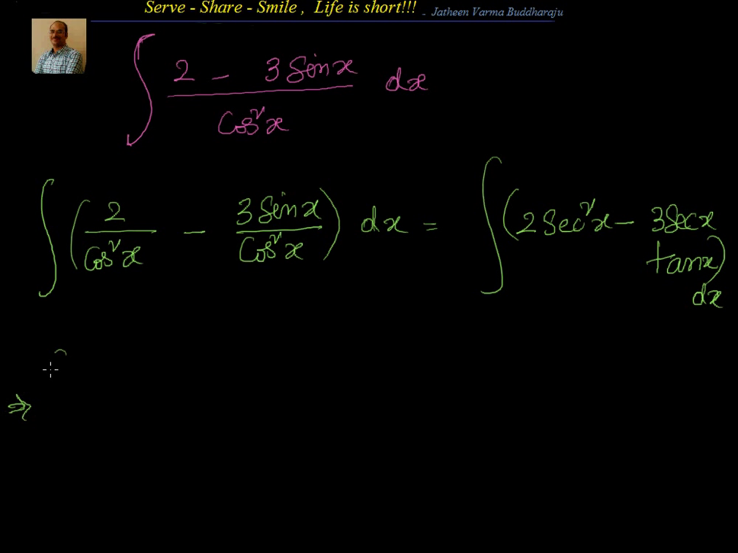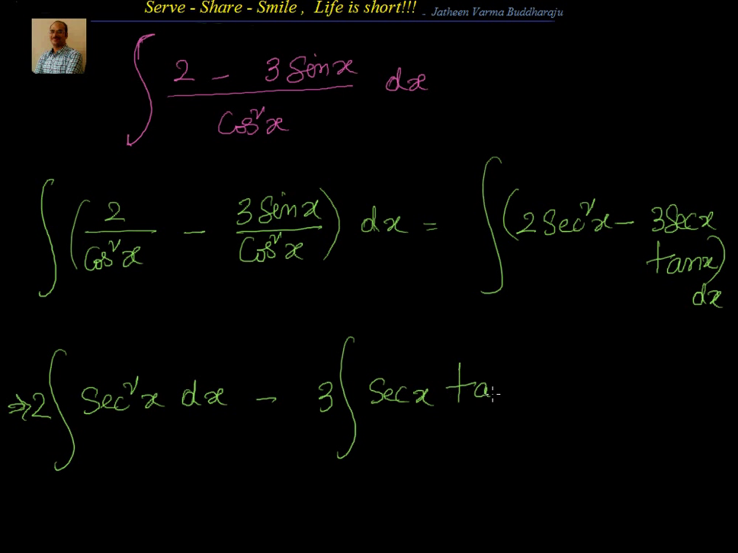Now let's try to separate them. I have 2 out. I have integral of secant square x, minus 3 I can bring out. Then I'll have integral of secant x tan x dx, which is equal to integral of secant square x is tan x. So I can write down 2 tan x minus integral of secant x tan x is secant x. So I can say 3 secant x plus constant. So the answer will be 2 tan x minus 3 secant x plus c.